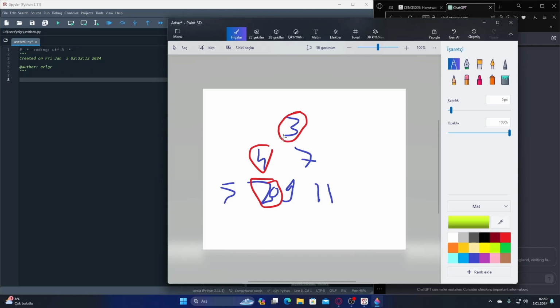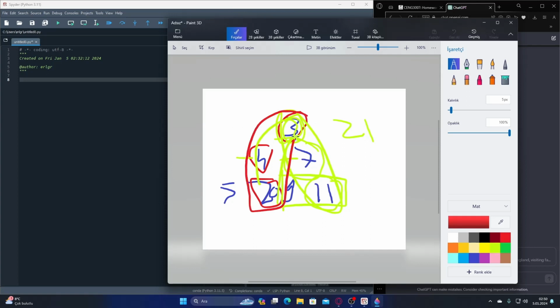But in the greedy algorithm, it will take the 3, then it will check the 4 and 7, and it will choose the 7 because 7 is bigger than 4. Then it comes to here, where it chooses the 11, and the sum here is 21. But actually the exact solution must be this one, and this must be 27.